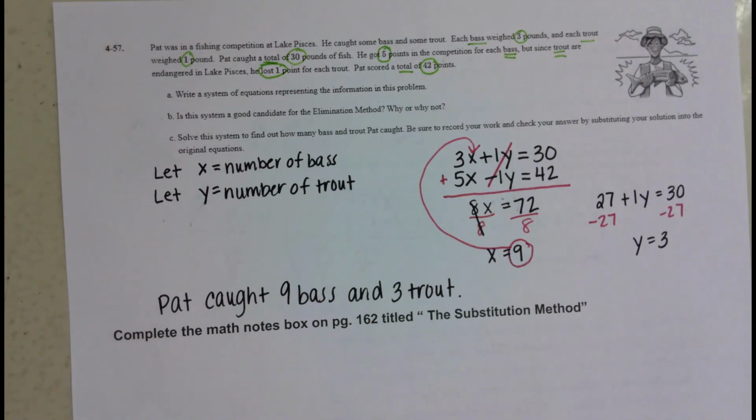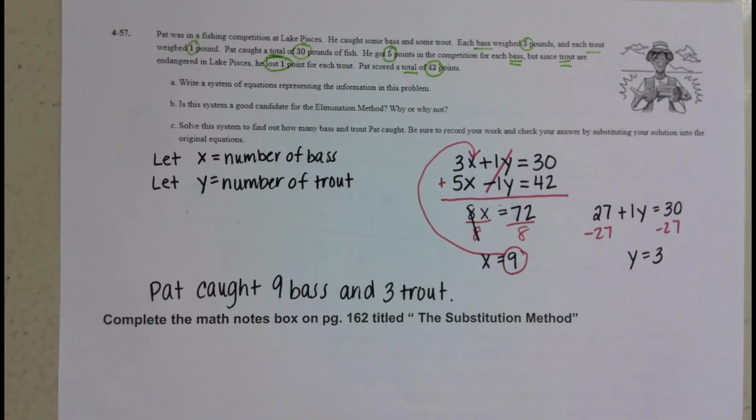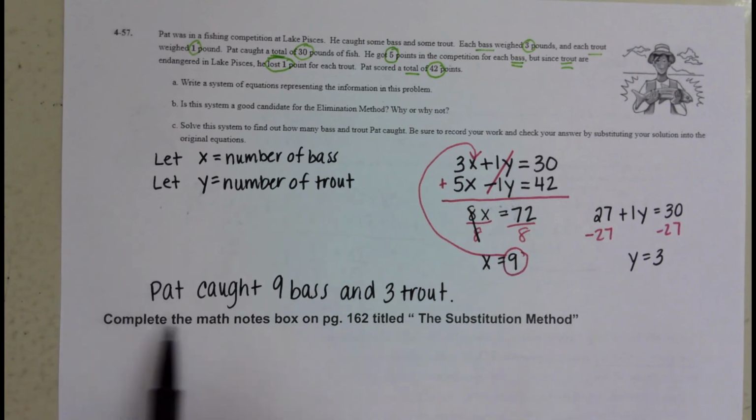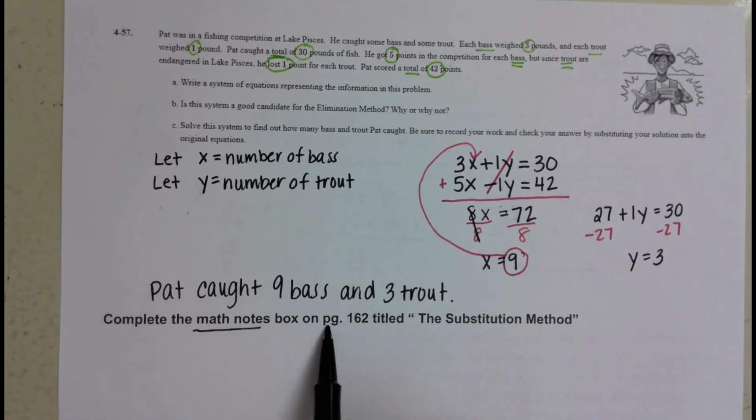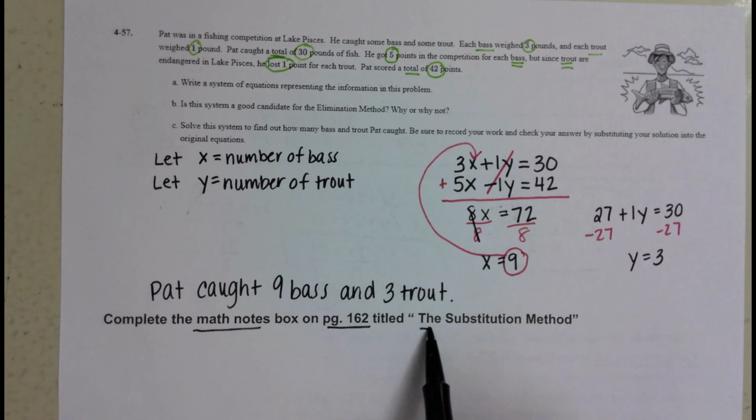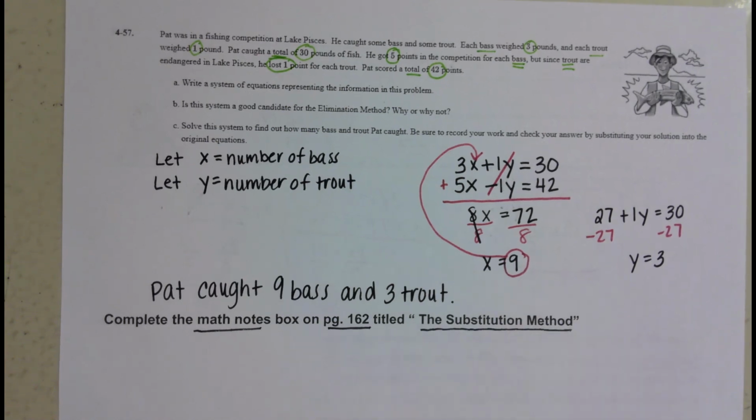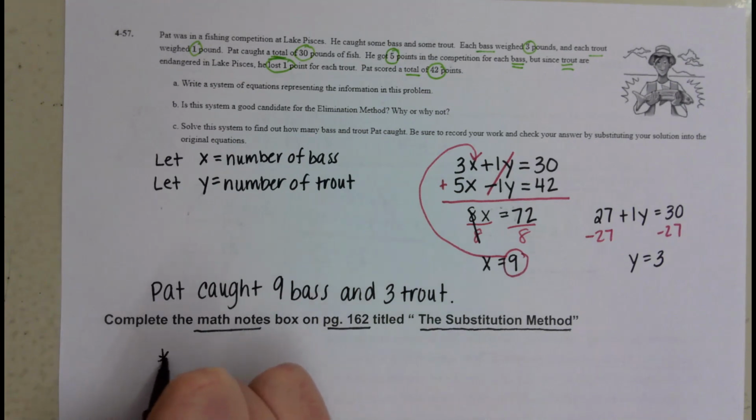Okay, once you're done with writing down that problem, you are going to go and complete the math notes on page 162. The title of that is the substitution method. Once you finish the math notes, then the rest of your time is to work on your homework worksheet.